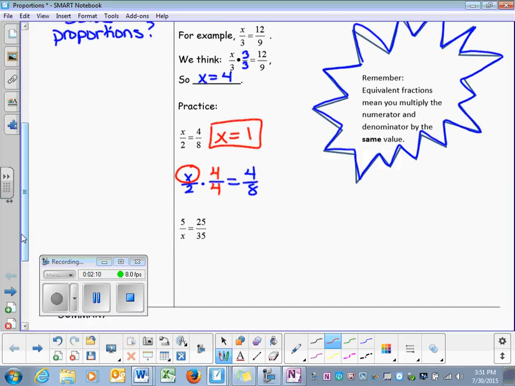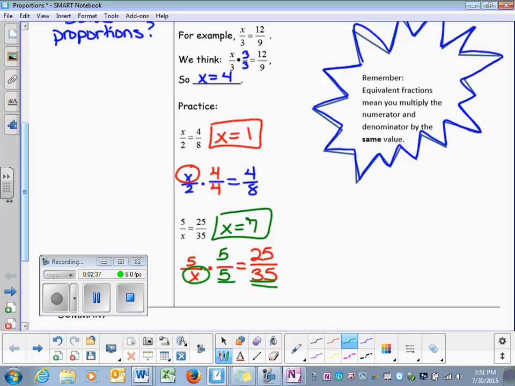Next one. We have 5 over x, and times something will give us 25 over 35. So 5 times what equals 25? 5 times 5. Numerator and denominator have to be multiplied by the same value. So now the question is, what times 5 equals 35? Well, 7 times 5 equals 35. So x has to equal 7.